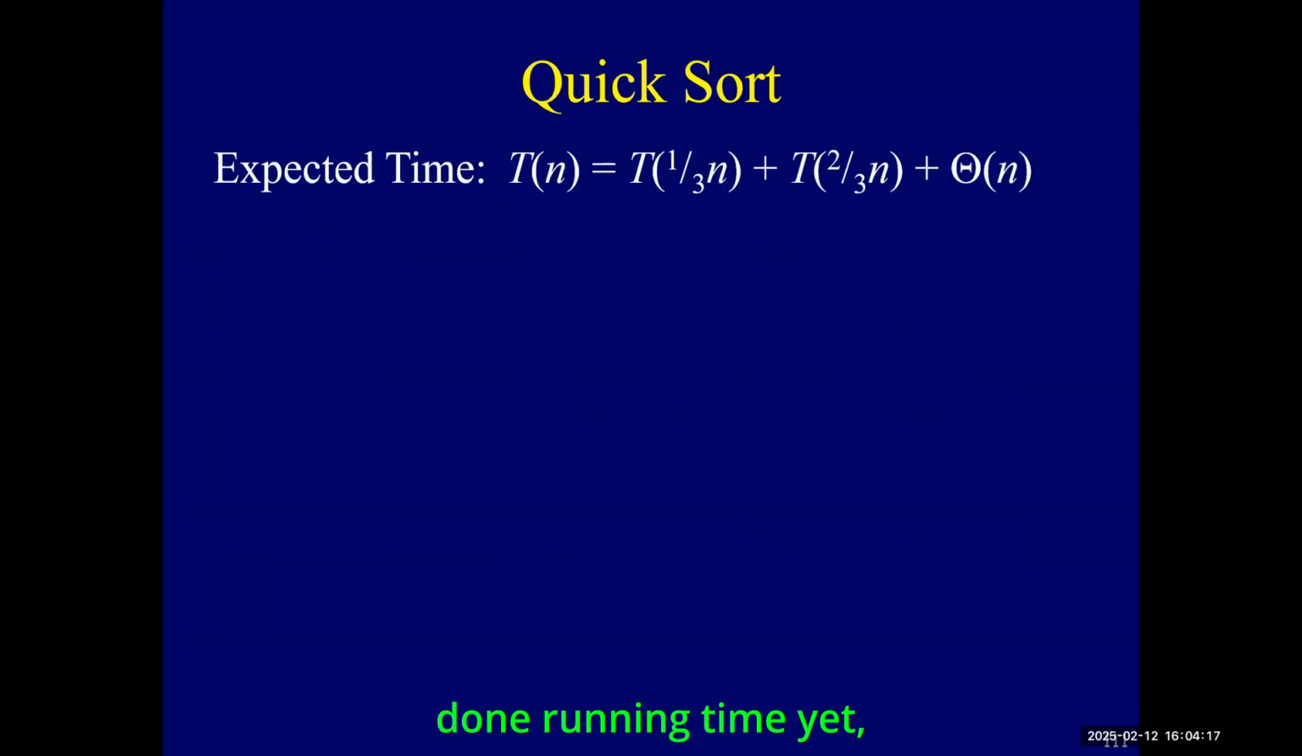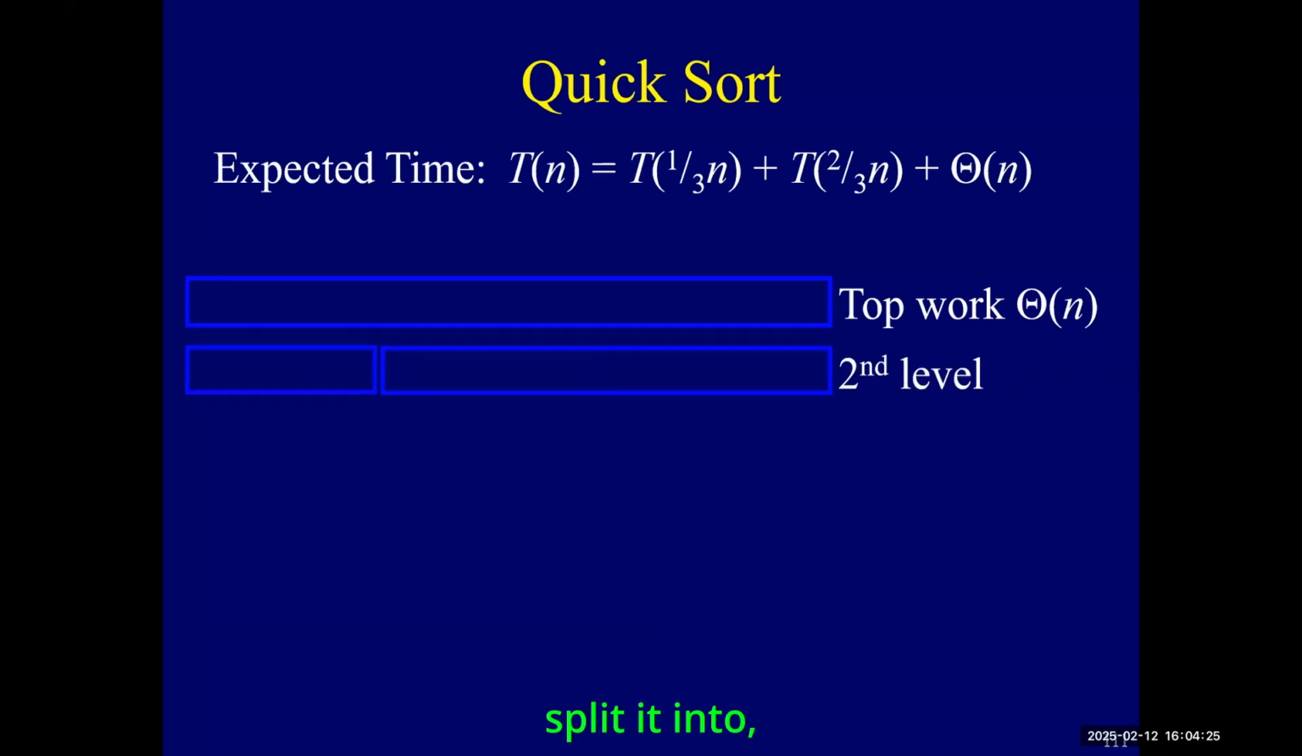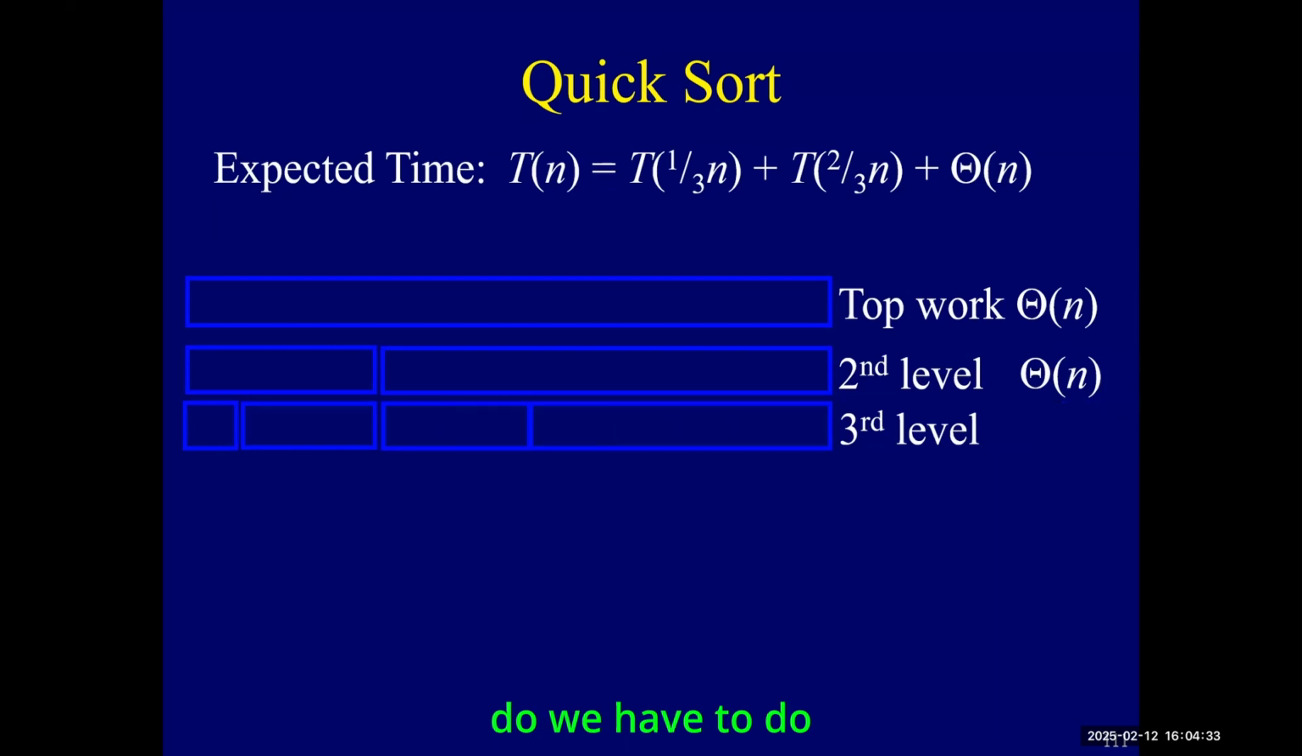We haven't really done running time yet, but this sort of shows it. This is the whole array, and then we split it into a third. Let's say that we split it a third each time. How much work do we have to do on that top level? We have to look at every number and put it on one side or the other. On the second level, one call is looking at every number on the one side, and the other call is looking at every number on the other side. So it's still every number gets looked at once. At each level, every number gets looked at once.